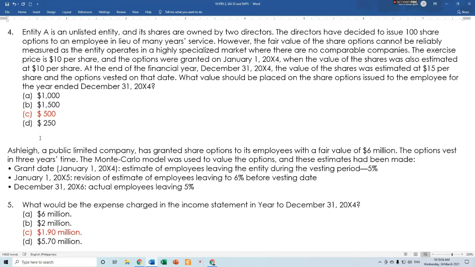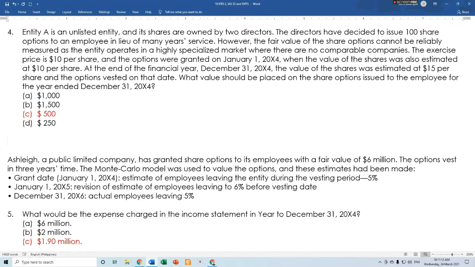And the share options were granted on January 1, 20X4 when the fair value of the shares was also estimated at 10. So wala pang intrinsic value. At the end of the financial year, the value of the shares was estimated at 5 na or 15. Okay? So meron ng difference ngayon na 5 which is the intrinsic value. Okay, what value should be placed on the share options issued to the employee for the year ended December 31, 20X4? So that's going to be 100 share options times 5 pesos na intrinsic value. So that's going to be 500.